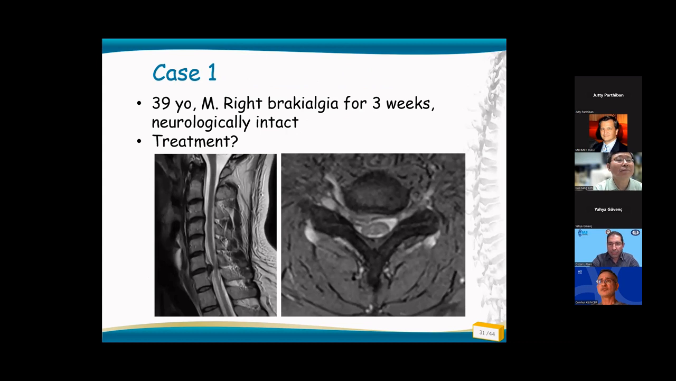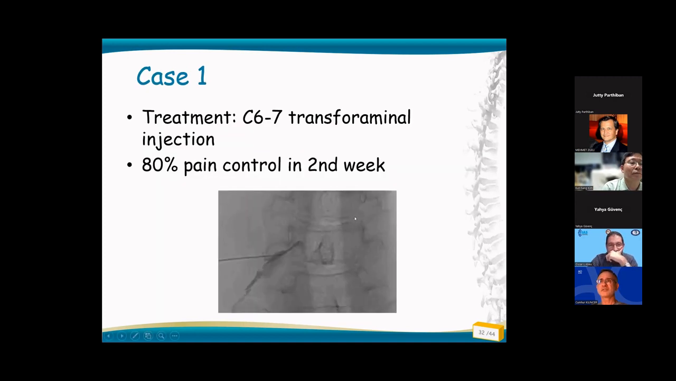And this is the solution of the case I showed you at the beginning of my presentation. This is a 39 year old male with right arm pain. There is a soft disc herniation.